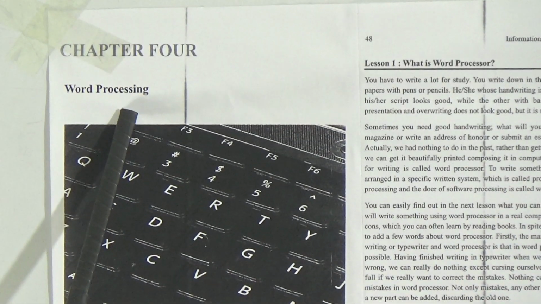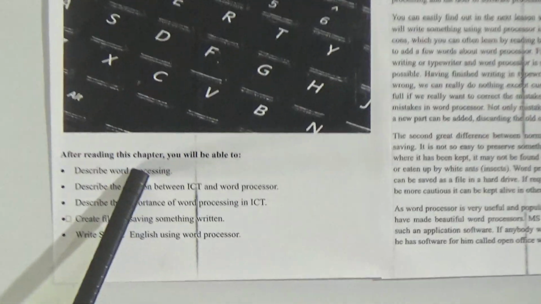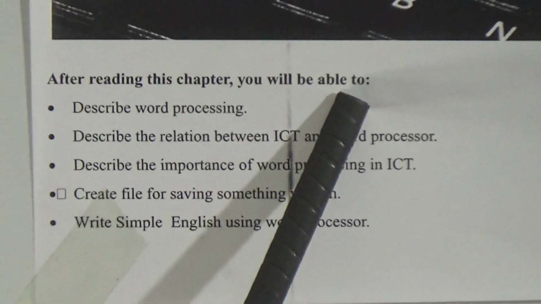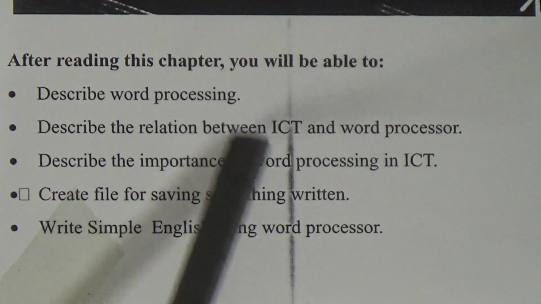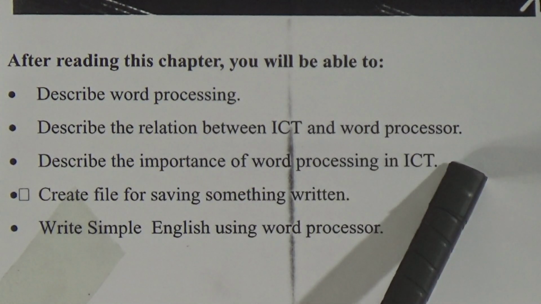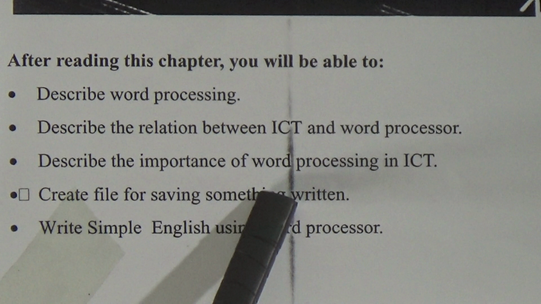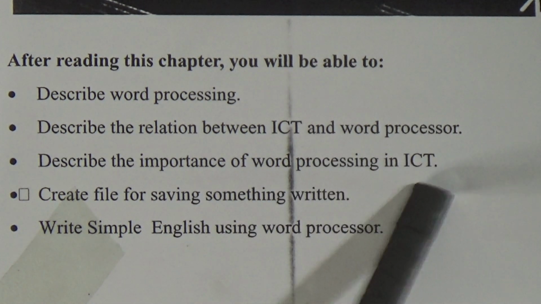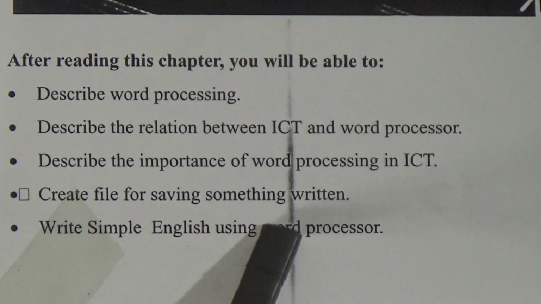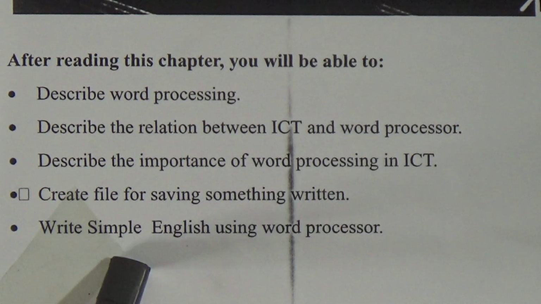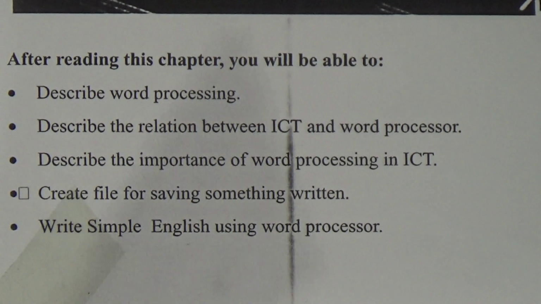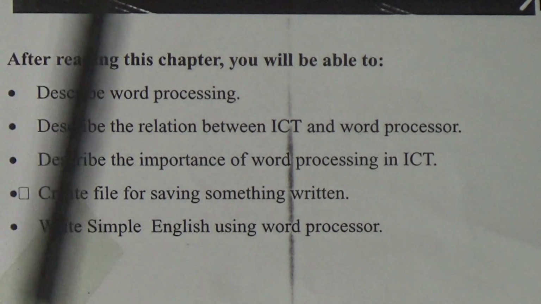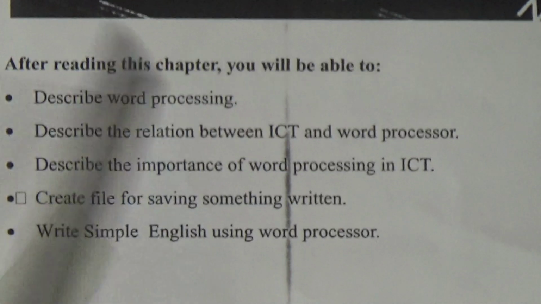Chapter 4, Word Processing. After reading this chapter, you will be able to describe word processing, describe the relation between ICT and word processor, describe the importance of word processing in ICT, create a file for saving something written, and write simple English using a word processor. So, after reading this chapter, we can learn all this.